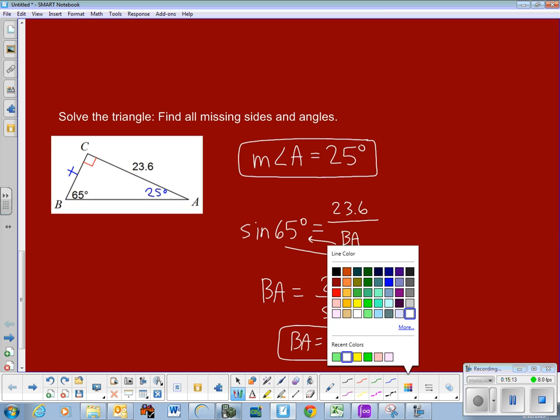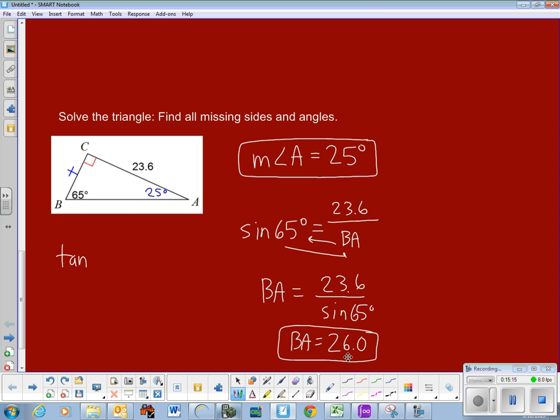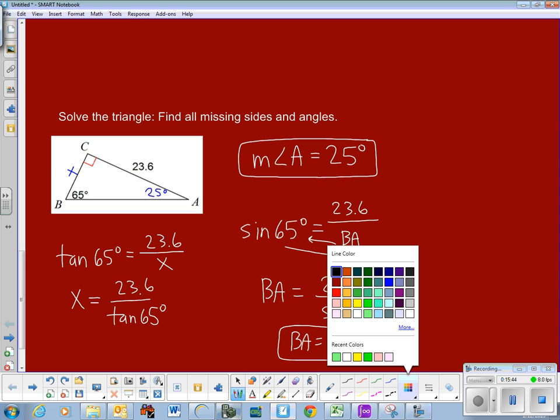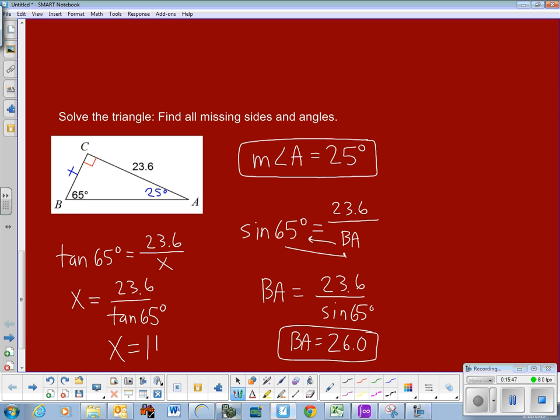23.6 is opposite, x is adjacent, which means tangent 65 degrees equals 23.6 over x. Exchange the x and the tan 65. Divide and see what you get. So my answer is going to be 23.6 divided by tangent 65 degrees, and that's 11.0. And it makes sense. That's the shortest side of the triangle. So now that triangle is solved.